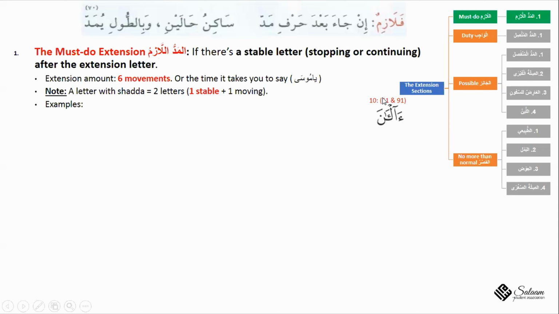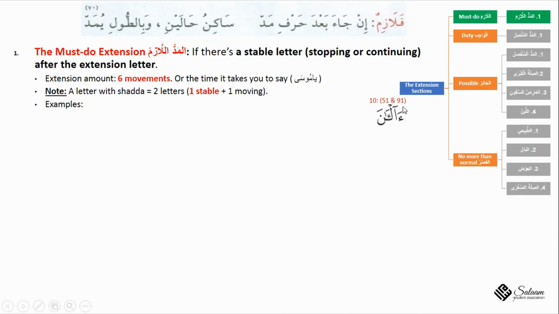So the first example is the word al-ana. Al-ana. This is the must do extension. Why? Because we have an extension letter. What's the extension letter? It is alif, and before it a letter that has the same movement, which is fatha in this case. So this is called extension letter, and then we have a stable letter after.